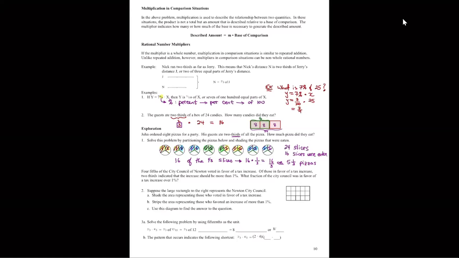So, in the framework of the problem, suppose the large rectangle to the right represents the Newton City Council. Shade the area representing those who voted in favor of tax increase. Well, 4/5 of that population voted for a tax increase. So I need 4 out of every 5 to say that they wanted a tax increase.